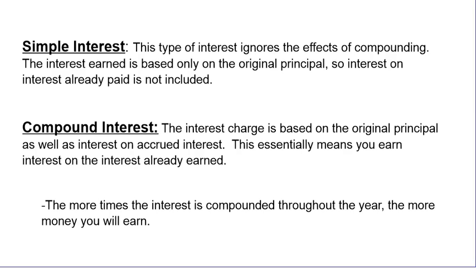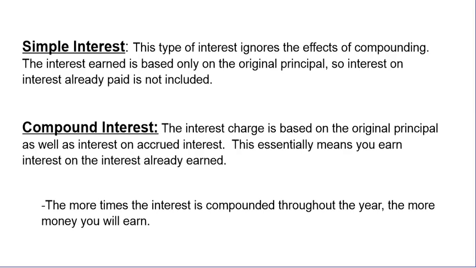Compound interest, you're earning interest on the original principal, the original amount you put in, as well as accrued interest. Meaning, you're going to earn interest, say, after the first 3 months of the year, however much money you have in your account, they're going to calculate how much interest you earn and put that into your account. So the next 3 months, they're going to calculate how much you have in your account, which includes the interest you earned the previous 3 months, and then calculate the interest you earned on that total.